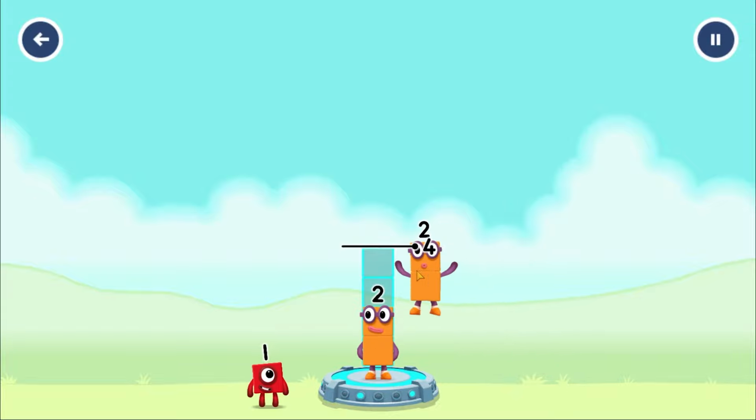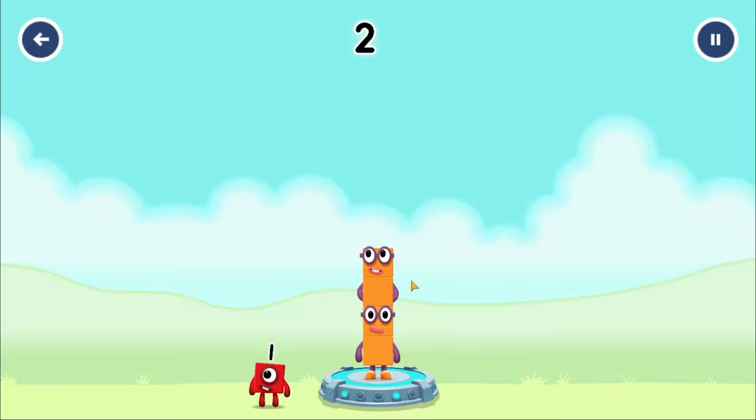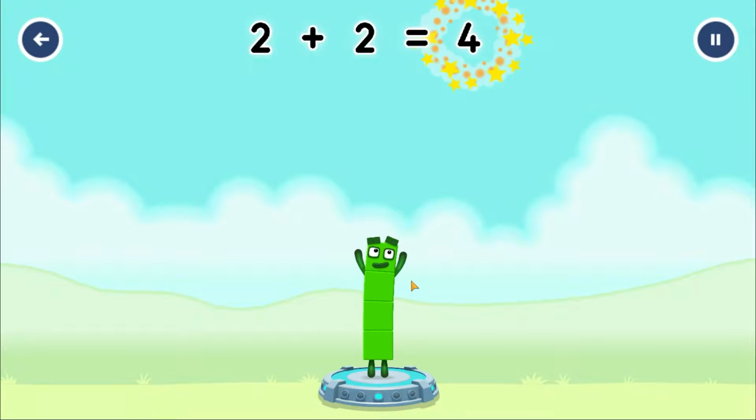Blocks to make 4. 2, 2. You solved it. 2 plus 2 equals 4.